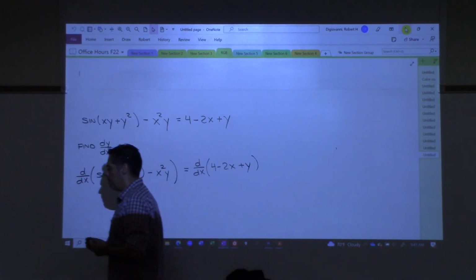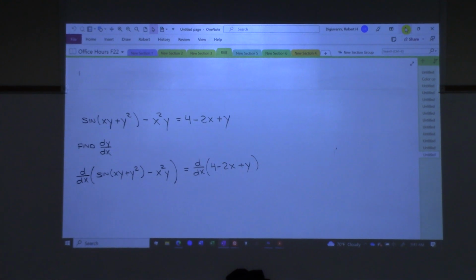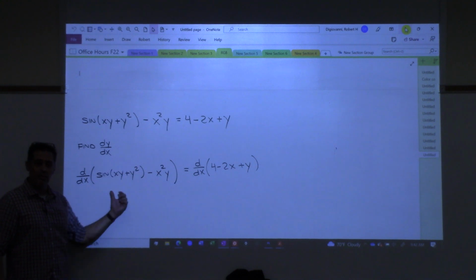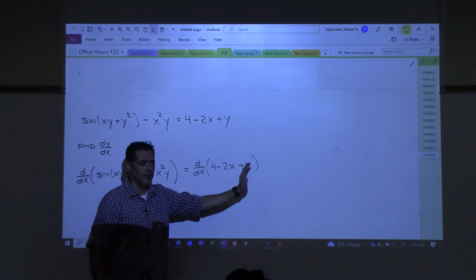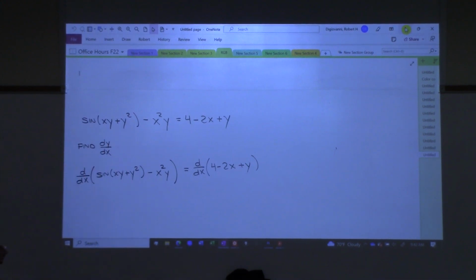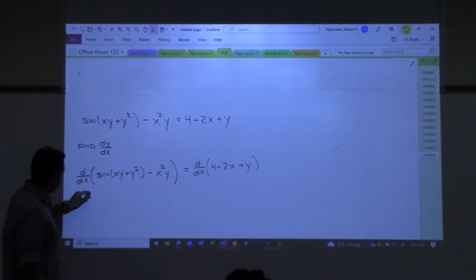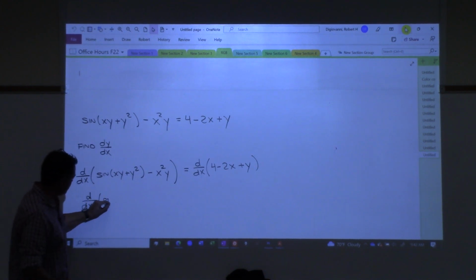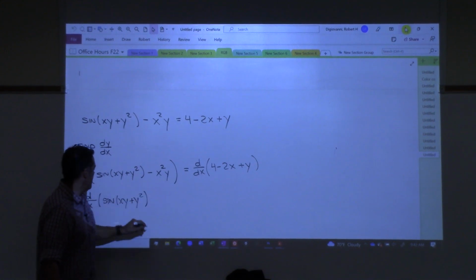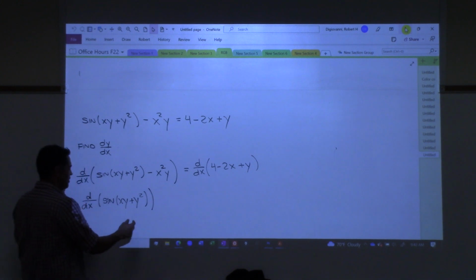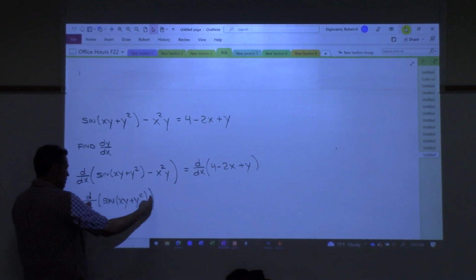All right, here we go. On the left side, we have a subtraction, so I can do each one, right? On the right side, I have subtraction and addition, so I can do 3 different derivatives there, right? Let me write that out. On the left side, I need to take the derivative with respect to x of the first piece, sine of xy plus y squared. That's going to suck. And then after I do that, notice I have 2 parentheses. One represents what I'm taking the derivative of, and the other is closing off the argument of the sine function.